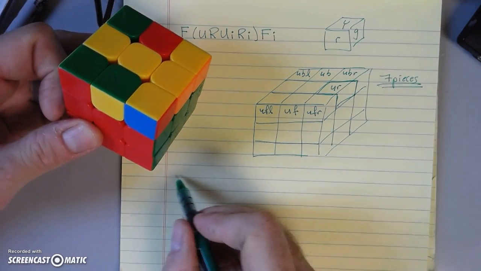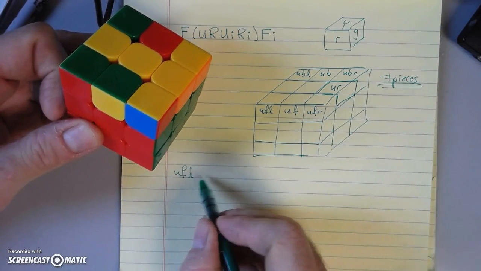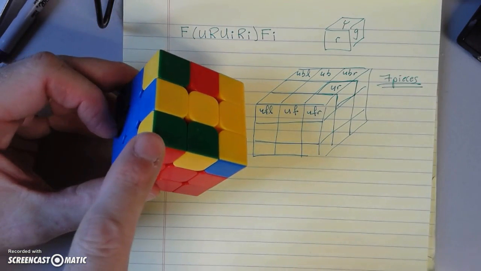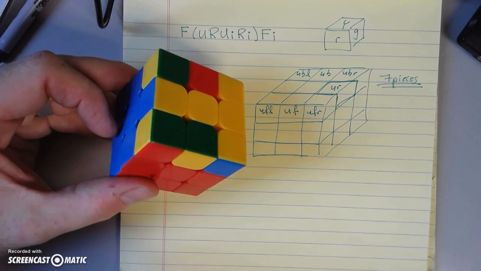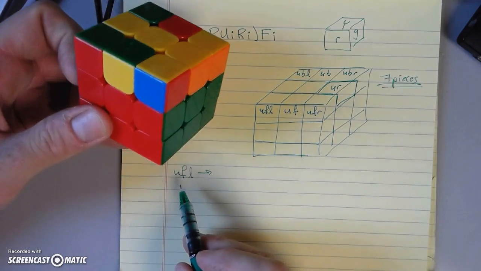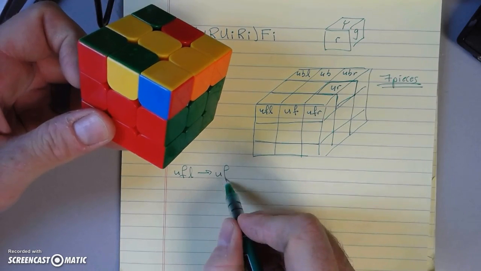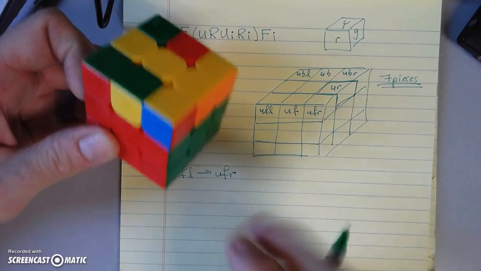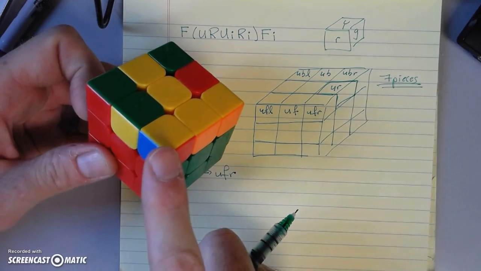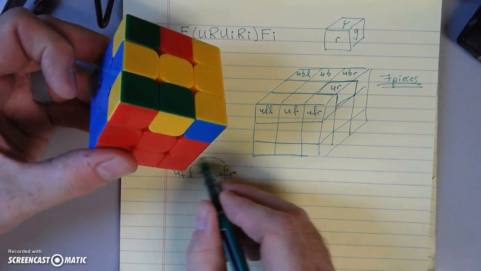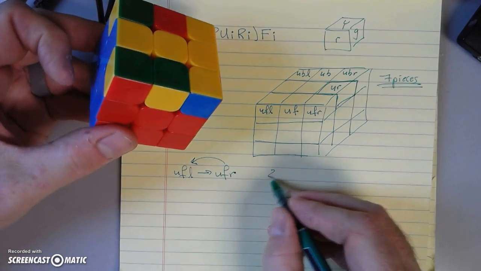Let's start with one of them and see what happened. Up front left. Where did it go? Well, up front left used to be yellow, blue, and red. It's not anymore. That piece is over here. The piece that was up front left went up front right. Where did the piece up front right go? Well, that used to be red, green, yellow. That's back to where we started. So there's a 2-cycle.